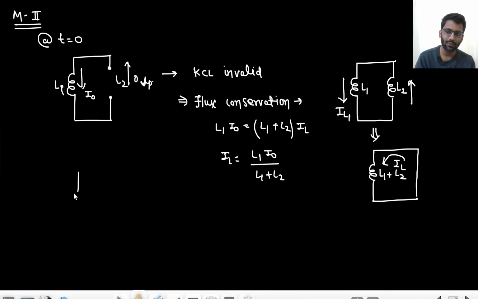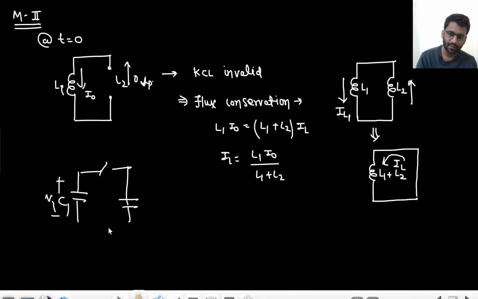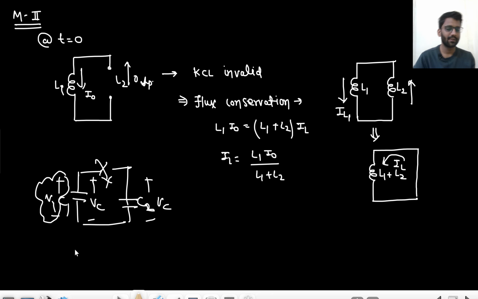Like in the case of the capacitor, what did I do? This was charged to some V1 voltage, C1, and then this was C2, right? Then when we close the switch, there would be a common voltage VC. So we made that voltage in the same direction as V1. So now we will make the current in the same direction as I naught. Are you getting my point? I naught was flowing in this direction, so the final current would be in this direction as well.